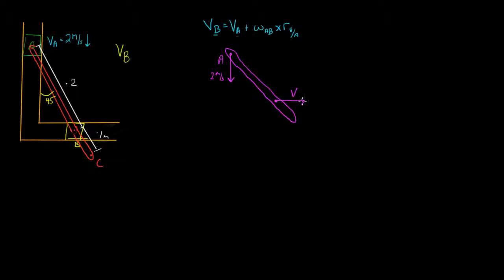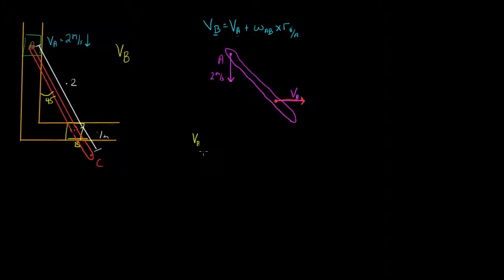And well, this example may seem sort of trivial, that if this goes down, B has to go to the right, but in general, we're always going to assume a positive velocity or positive acceleration, and if we're wrong, and the velocity is actually going the other way, then our answer will just have a negative sign in front of it.